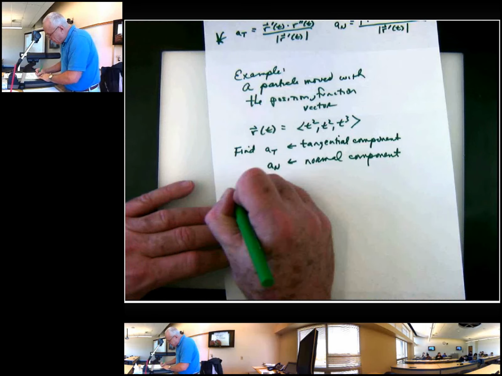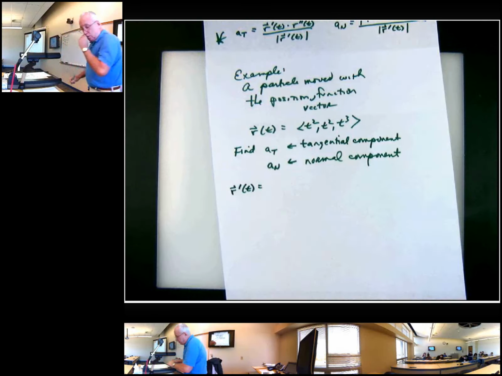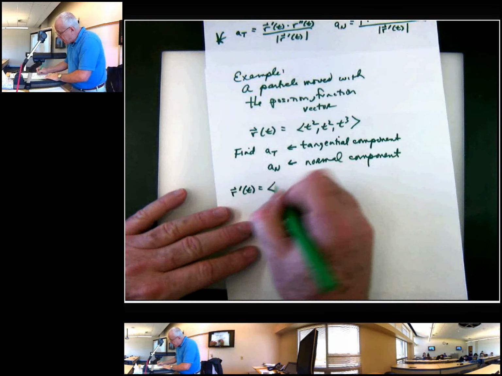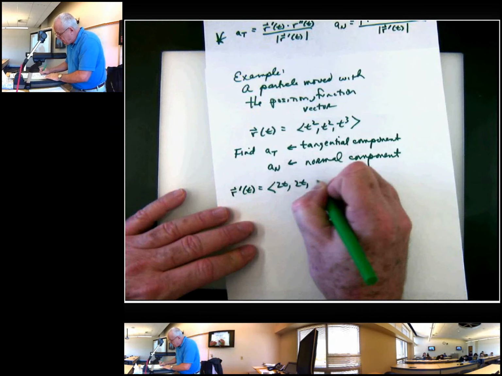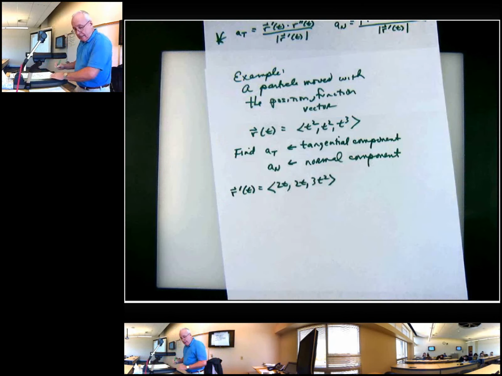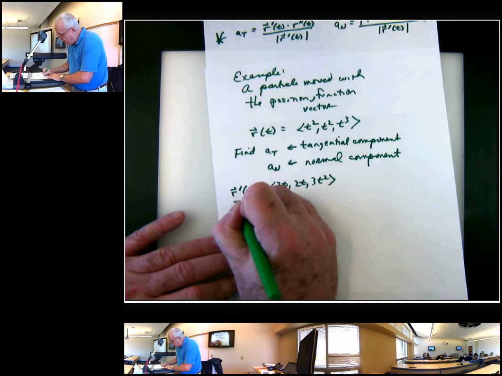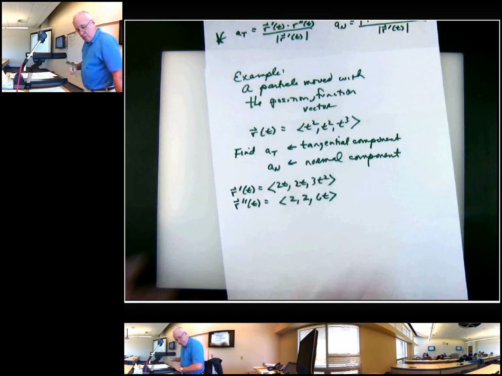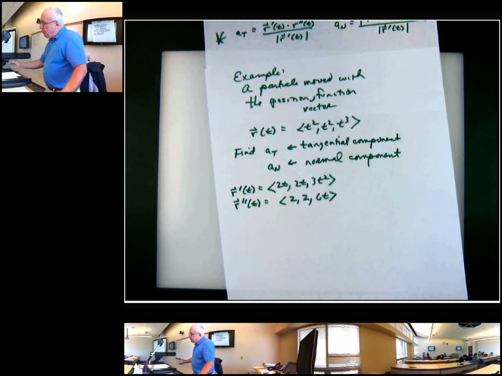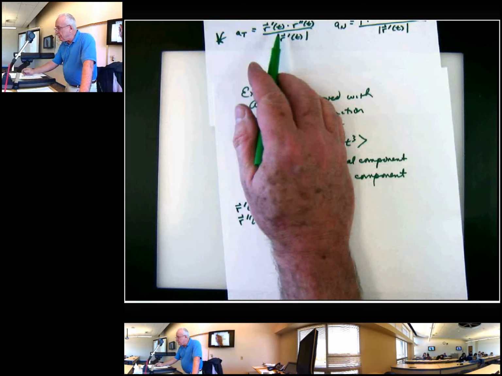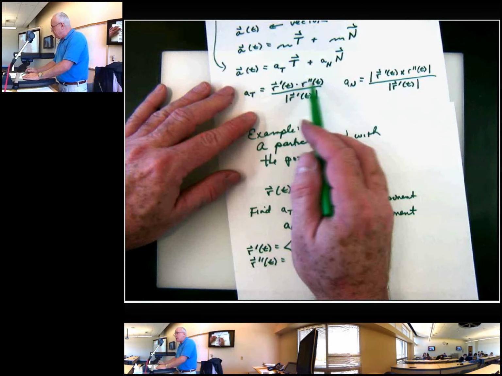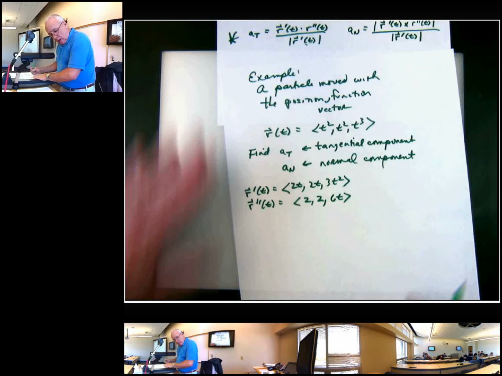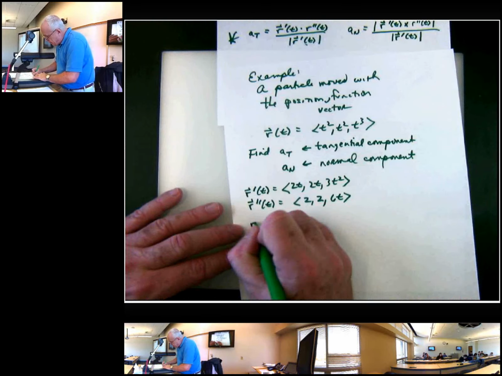First, let's get the derivative of the position vector, which is a tangent vector. That's going to be 2t and 3t squared. Then the second derivative is going to be 2 and 6t. In a sub t, we get the dot product of those two and divide it by the magnitude of the r prime. So let me get the magnitude of the r prime while I'm at it.